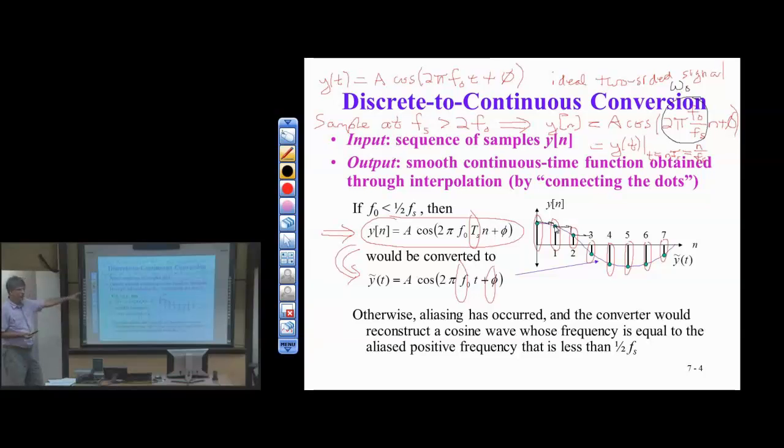But the good news is I'm going to follow this conversion step with an analog low-pass filter. It's going to remove all the harmonics and all other frequencies, or at least reduce their strength for any frequencies above half the sampling rate. So this will remove a lot of these harmonics and round out the edges for me.